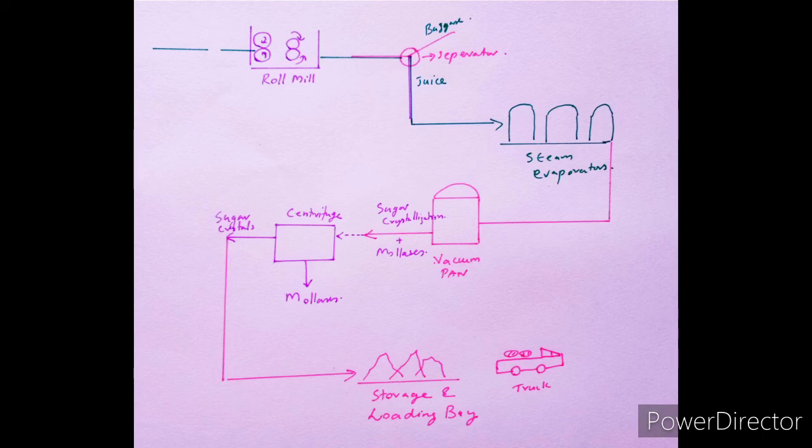Okay, so I have discussed all the important parts of the sugar manufacturing flow diagram, and from the storage bay it is packed in trucks and dispatched to the customer site.